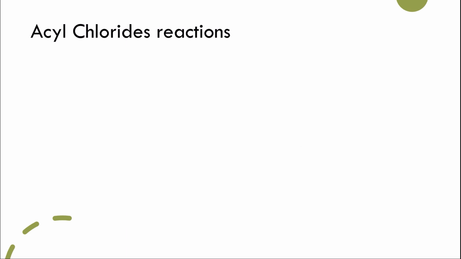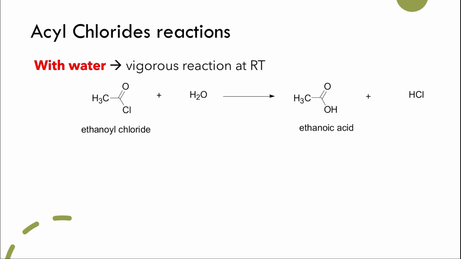Acid chloride reactions. Acid chlorides react with different nucleophiles, where the chloride is eliminated in this reaction and substituted with the nucleophile. So for example, with water, they have a vigorous reaction at room temperature and they give the acid itself and fumes of hydrochloric acid. For example, if ethanoyl chloride reacts with water, that will give you ethanoic acid and hydrogen chloride. Here we substituted the chloride with an OH from the water, and the other hydrogen from water reacted with the chloride to give you hydrogen chloride.